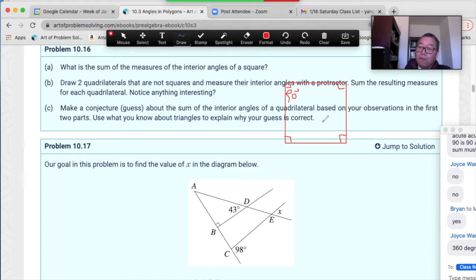Now they ask you B. Draw two quadrilaterals that are not squares and measure their interior angles with a protractor. Sum the resulting measures for each quadrilateral. Notice anything interesting? Then they ask you to draw any quadrilateral.